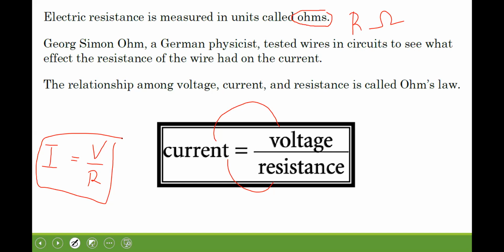So here, this is the most important rule in electrical engineering, which is Ohm's law. Current is voltage over resistance. There's a relation between the current and the voltage. They are directly proportional. We say that the current is directly proportional with the voltage and inversely proportional with the resistance. I is V over R. This is a very important one. Current is voltage over resistance.